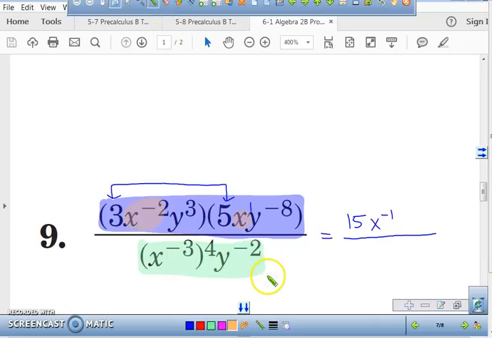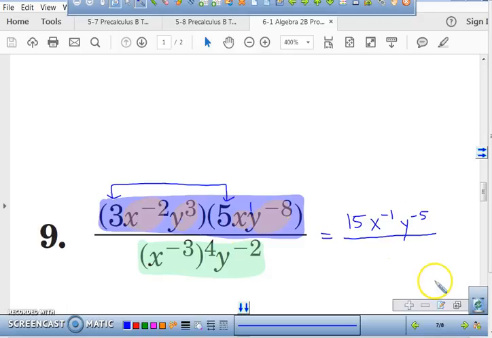Okay? Now, we'll worry about it in a little bit. The next thing we have is y to the power of 3, and y to the power of negative 8. So we're going to put y to the negative 5. That's what our numerator is right now. We're not done, but that's what our numerator is just to begin with, okay?